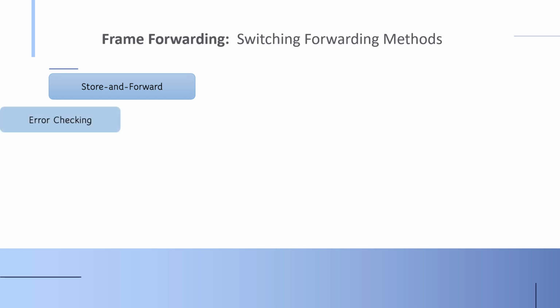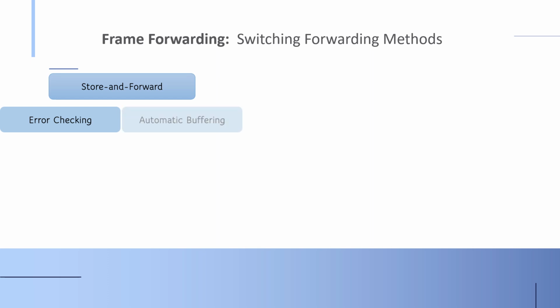It has error checking, because after receiving the entire frame on the ingress port, the switch compares the frame check sequence value in the last field of the datagram against its own frame check sequence calculation. The frame check sequence is an error checking process that helps to ensure that the frame is free of physical and data link errors. If the frame is error-free, the switch forwards the frame, otherwise the frame will be dropped.